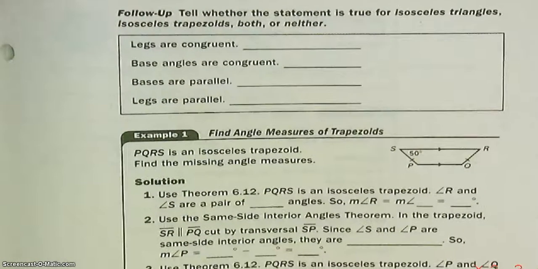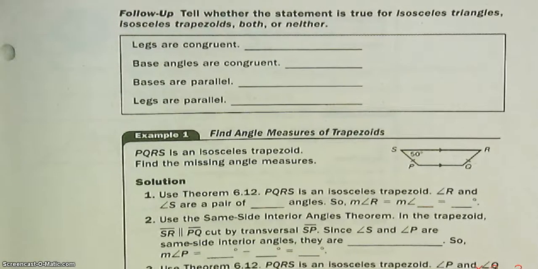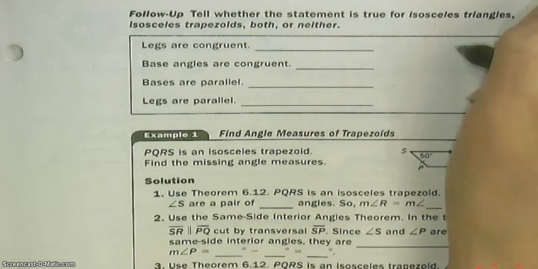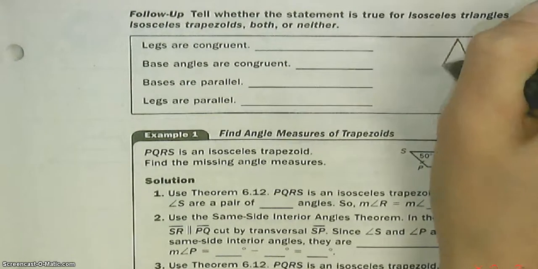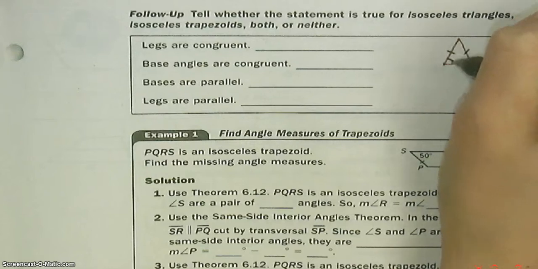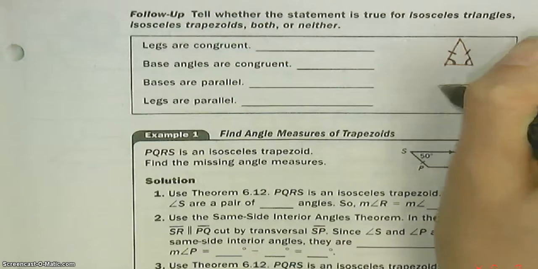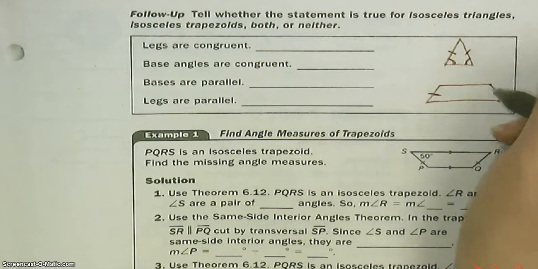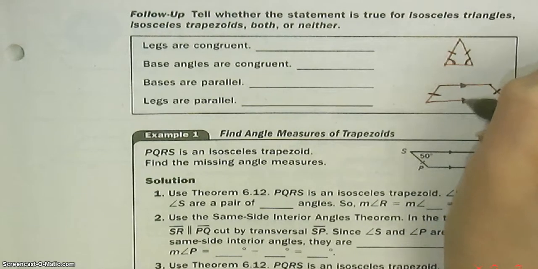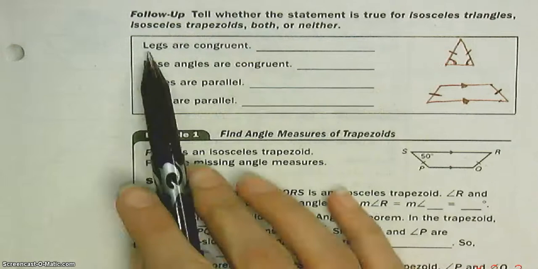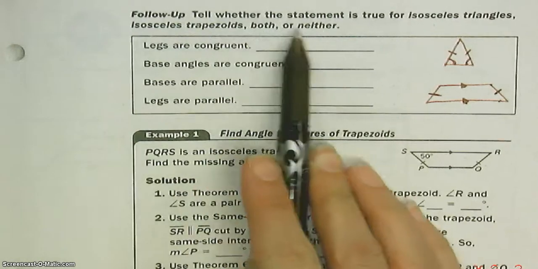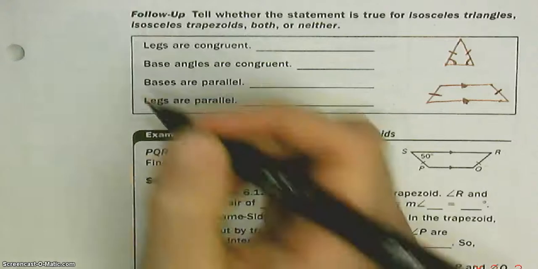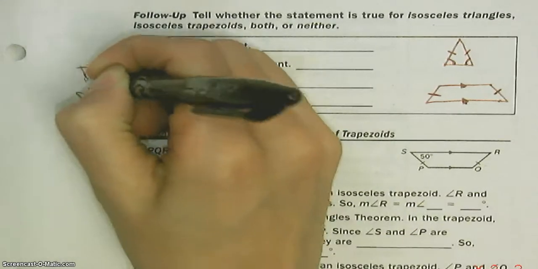All right, on the follow-up, you're going to compare isosceles triangles to isosceles trapezoids. So let's draw one of each for you. So here's an isosceles triangle. Here is an isosceles trapezoid. And these are parallel. So you're going to compare these two. Are the legs congruent for both of them or neither of them? Both or neither? Do this now.